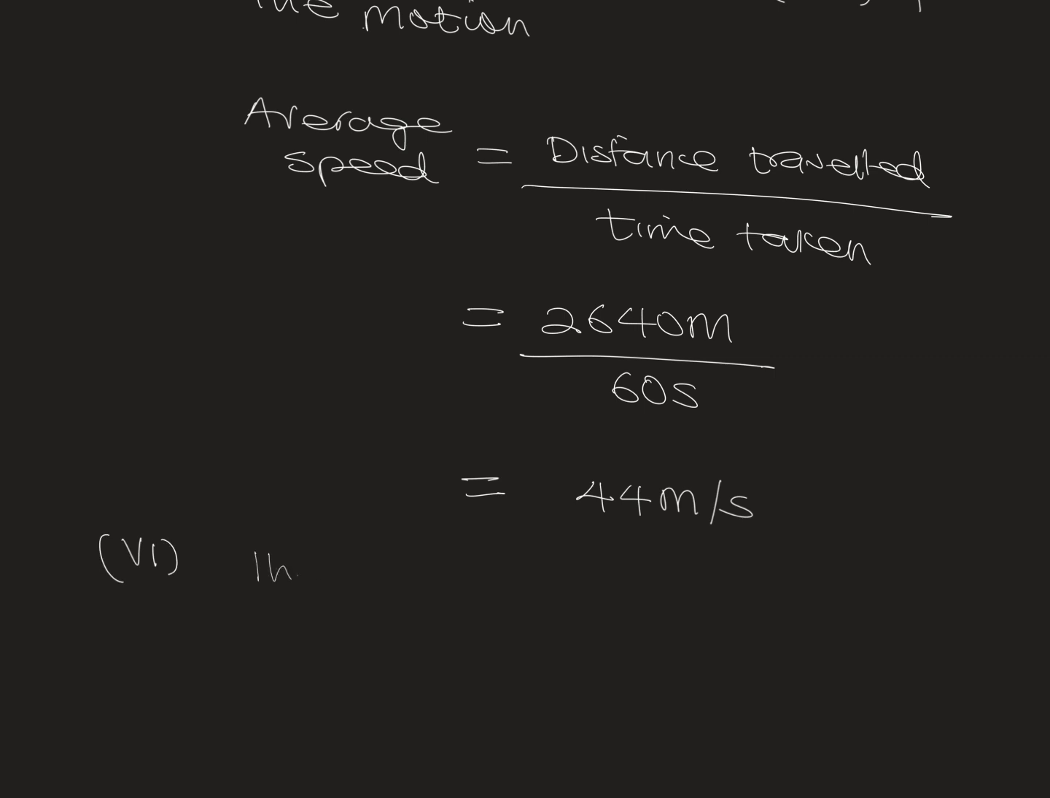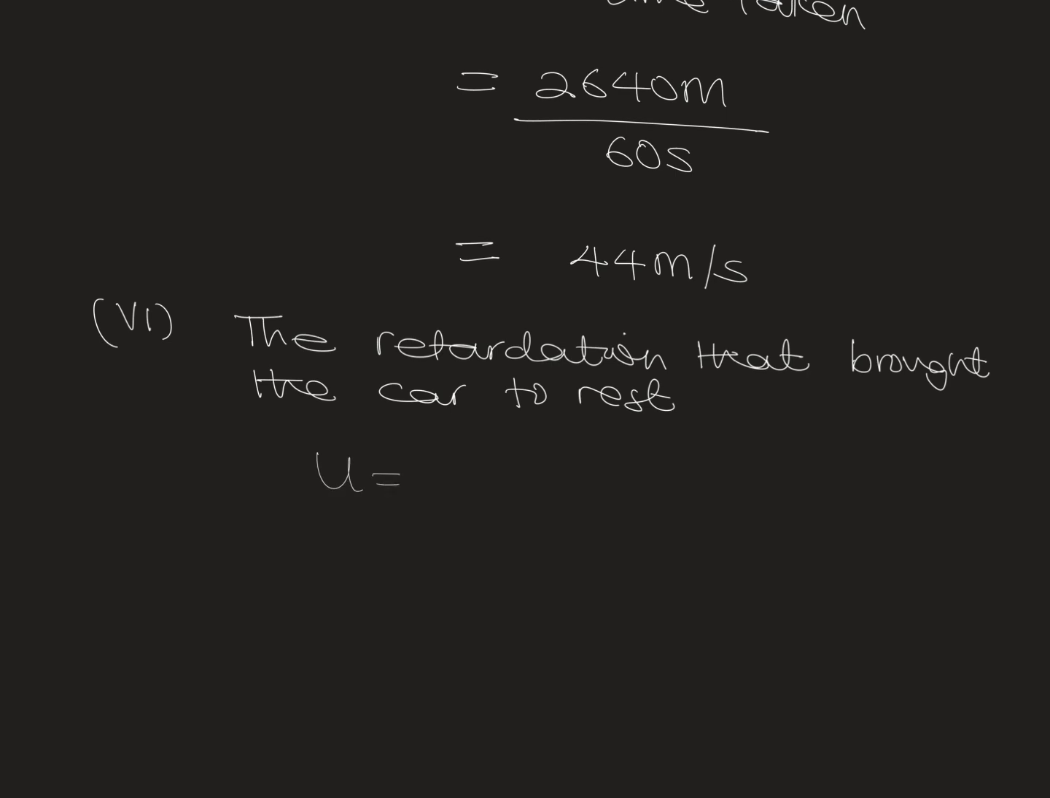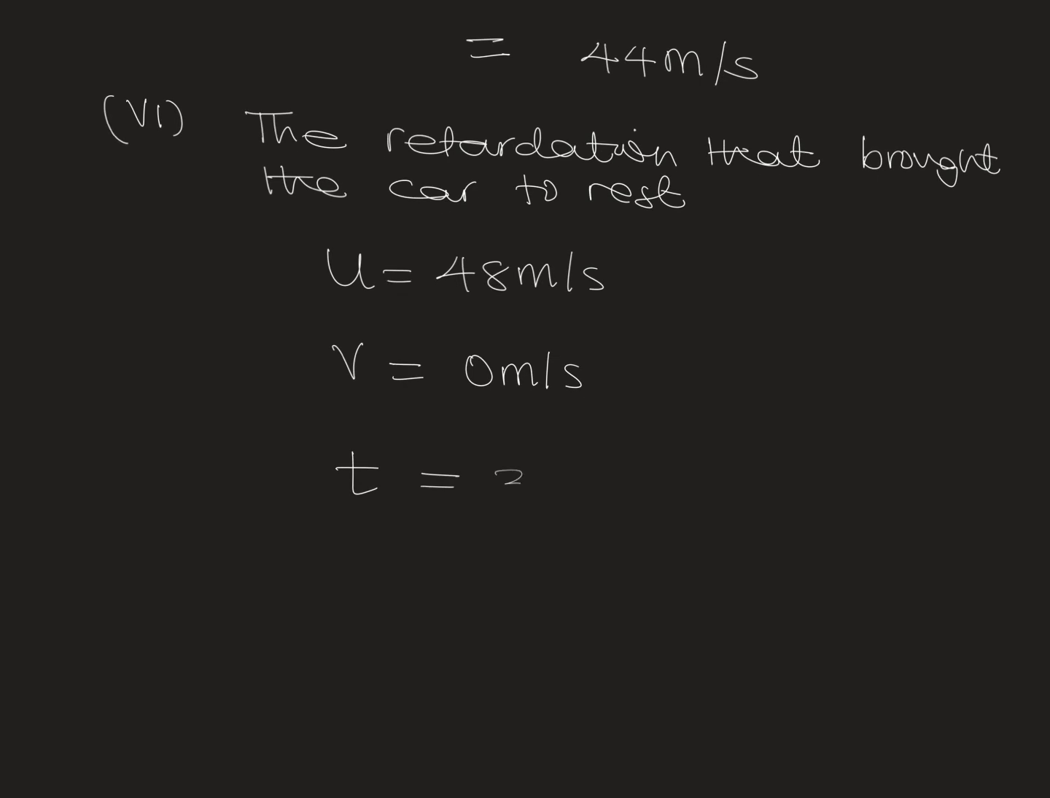6. The retardation that brought the car to rest. We said that the initial velocity will be 48 meters per second. The final velocity will be 0 meters per second, and the time is 30 seconds. But since we are referring to these events and they correspond with the fourth phase of the motion, we can say V4, U4, T4.